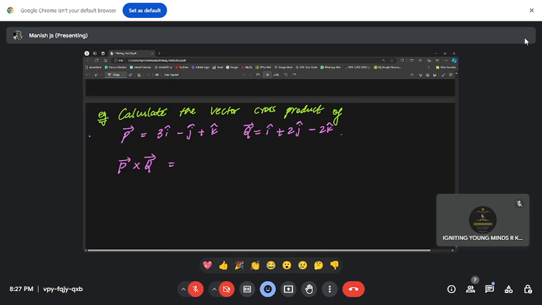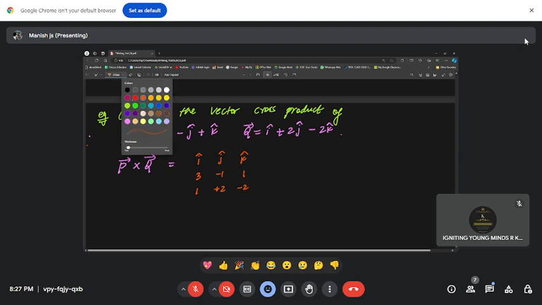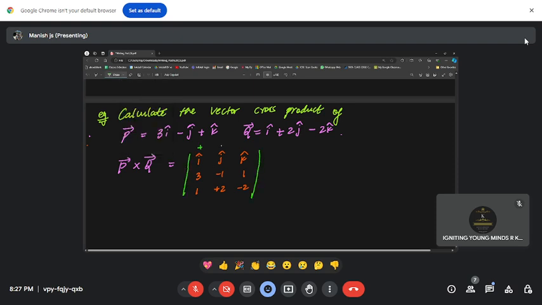So how do you do that? By using the matrix method, you can do it efficiently. I told you first i, j and k are to be written, and then you will write down the components of each vector P and Q in order as the second and the third row. So below i you will have 3, below j minus 1, below k plus 1. This is for P. Next for Q, the third row, which is 1, plus 2 and minus 2. So we have formed the matrix. Don't forget the alternating plus and minus sign. And now you go and calculate it.